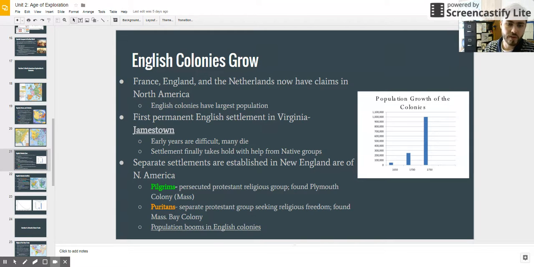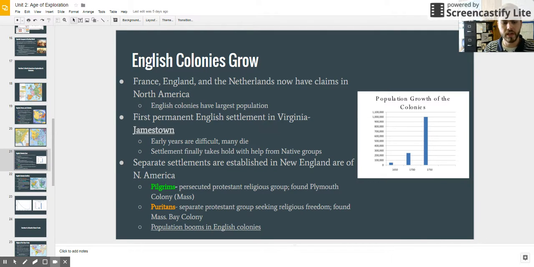And so it wasn't a certain thing that these colonies were going to take off, but they would soon grow and become very wealthy and very powerful. And again, England has the largest colonial population, as you can see here in this graph. In 1650 they have less than 100,000, and less than 100 years later, there's over 1 million people in the English colonies, and that's permanent settlers.